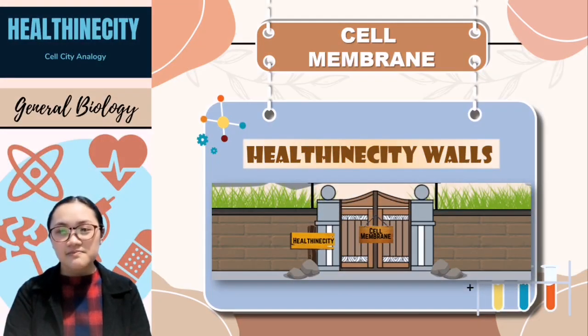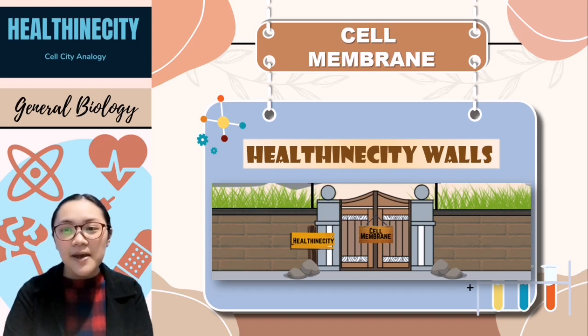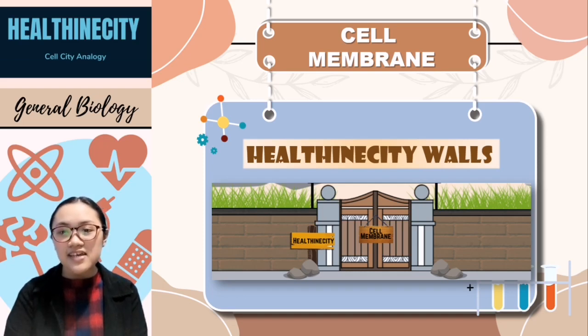Next, the HEALTHINECITY walls are like the cell membrane. The cell membrane is like a barrier that surrounds the cell and controls all the substances that go in and out of the cell. So just like the walls in HEALTHINECITY, the HEALTHINECITY walls surround the city to protect the city from outsiders and bad people.